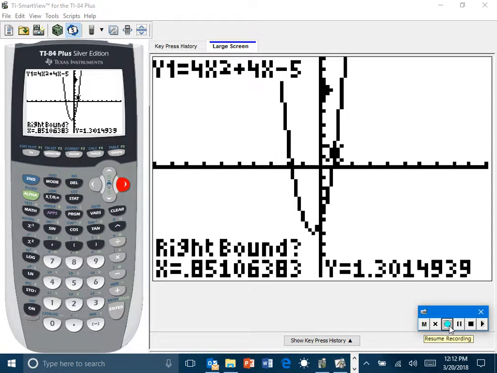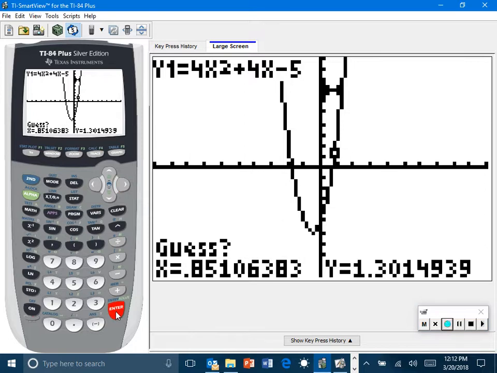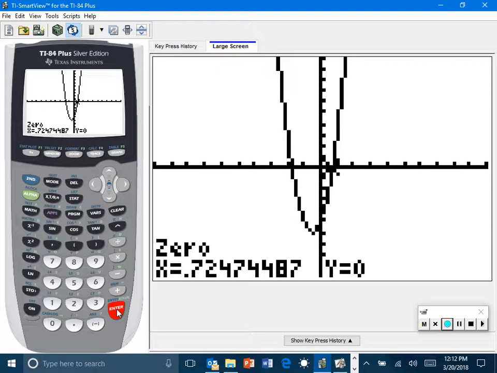All right, so I'm going to hit enter twice. 1, it says guess, but I don't want to guess. 2. Voila. Look in the bottom left-hand corner. You will see that y is 0. That's good. That's the x-intercept. Y is 0. So one of our answers is 0.72.